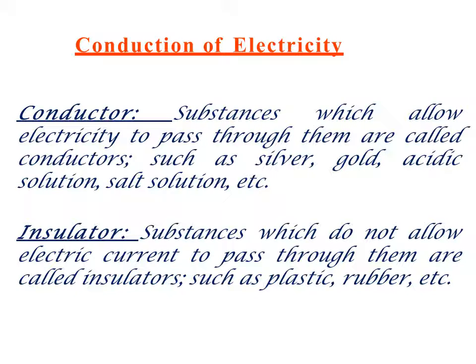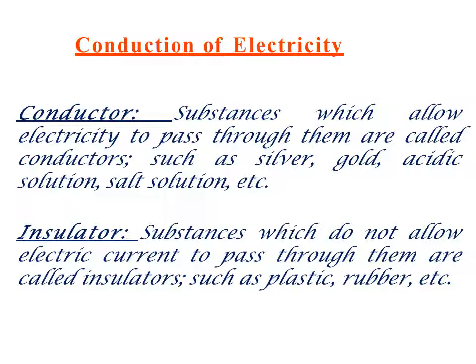conduction. That means those things which help electricity to transfer. So what do you mean by conductors? Substances which allow electricity to pass through them are called conductors. That means those which help electric current to flow through them easily are called conductors. Such as silver, gold. Simply we can say metals, different metals.